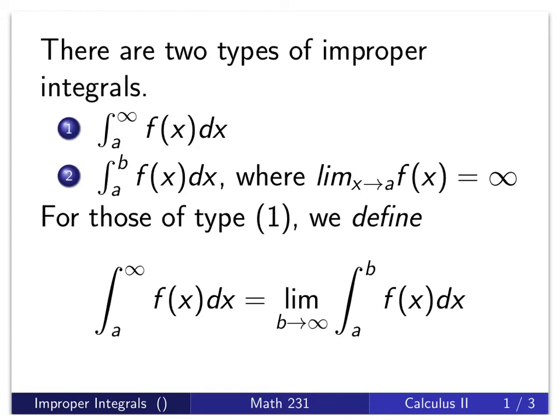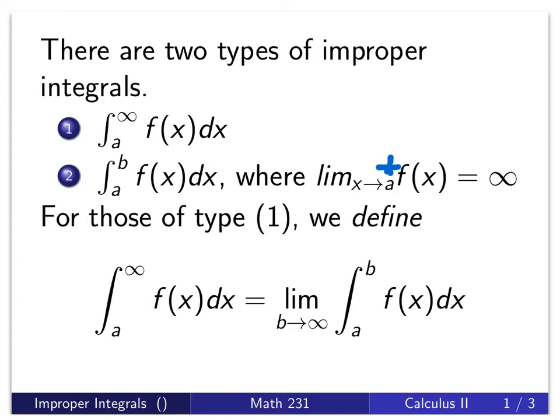The second type is when we have an integral from a to b. This is the notation that we'll use, but the limit as x approaches a of our function, we should really have that as x approaches a from the right, goes to infinity or maybe negative infinity, or perhaps as we approach b from the left, we approach positive or negative infinity.